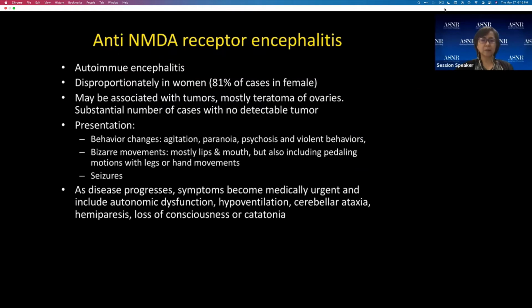The most common form of autoimmune encephalitis is anti-NMDA encephalitis. It occurs much more commonly in women and may be associated with tumors. In addition to seizures, the patient may present with behavior changes and bizarre movements.